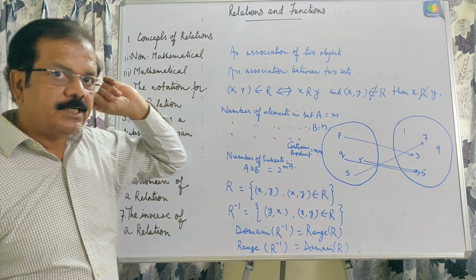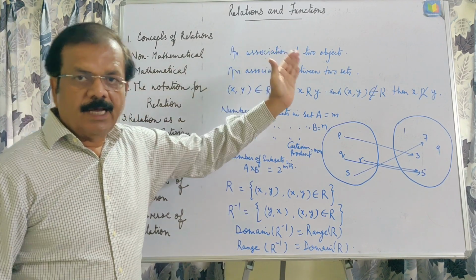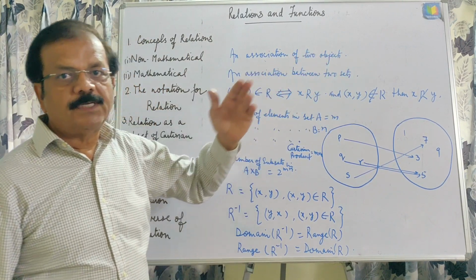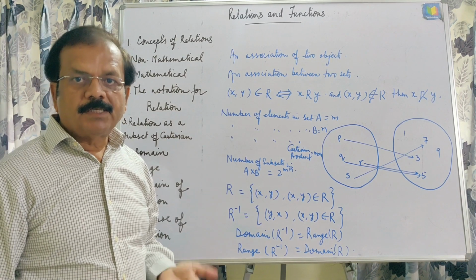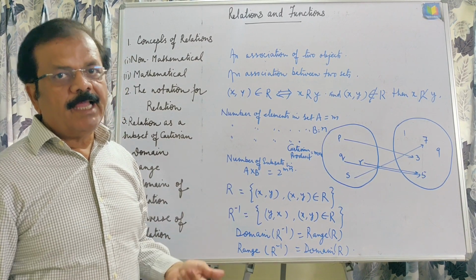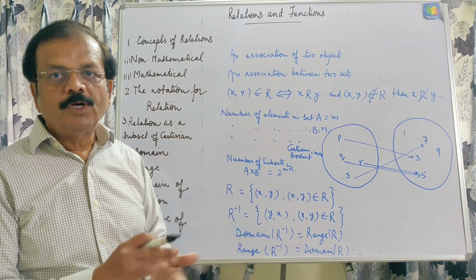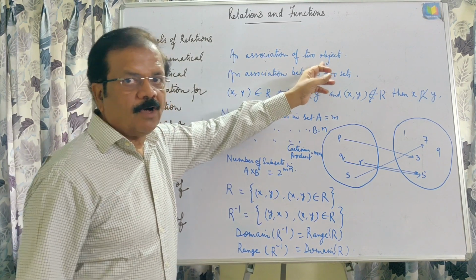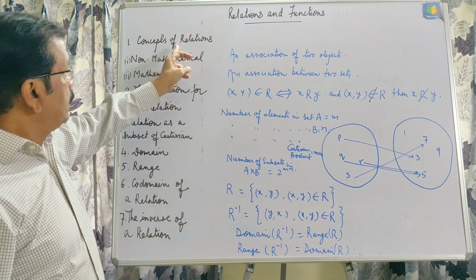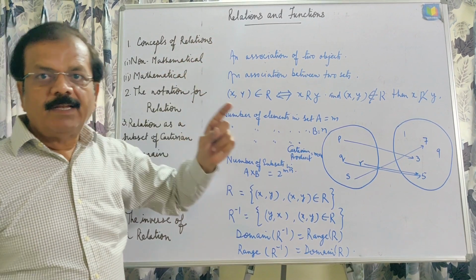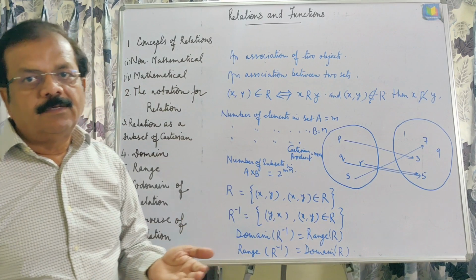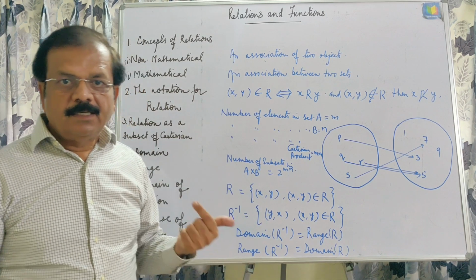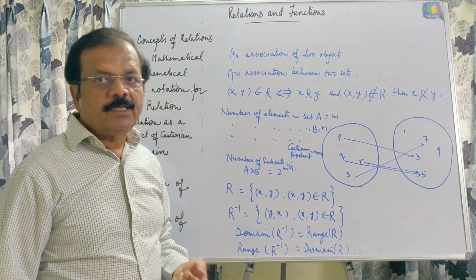By the word relation, it is clear that this is an association between two objects, and those objects can be people, persons, numbers, or anything that can be related to one another. This association between two objects, we call a relation. Okay, you can take 7 is greater than 5, meaning "is greater than". 7 and 5 are related with the notation is greater than.